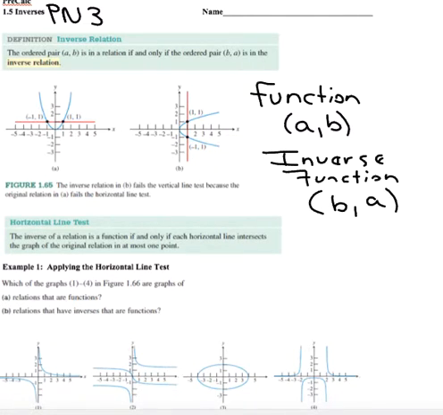And that is really what inverse functions are all about, is that you're swapping the x and y's. When you look at the graph, it's reflecting across the line y equals x. Everything is about just switching your x and y coordinates.